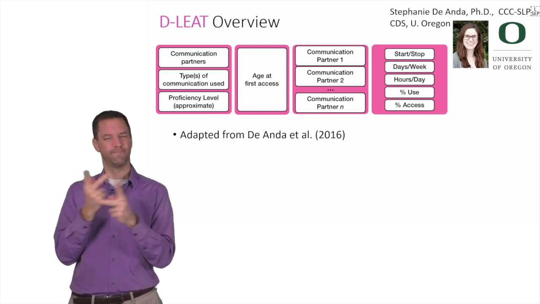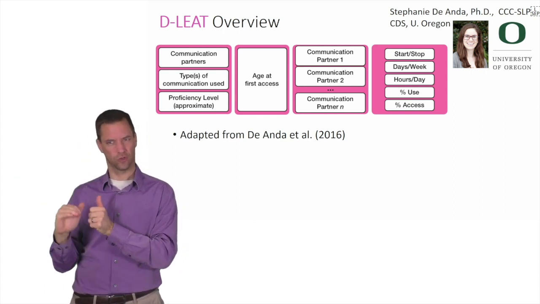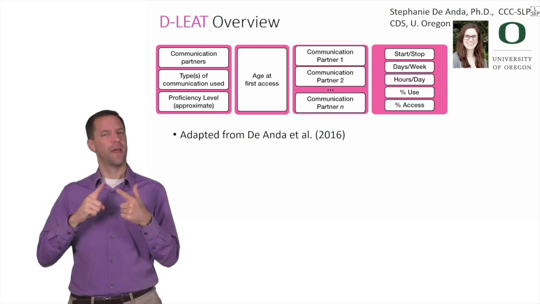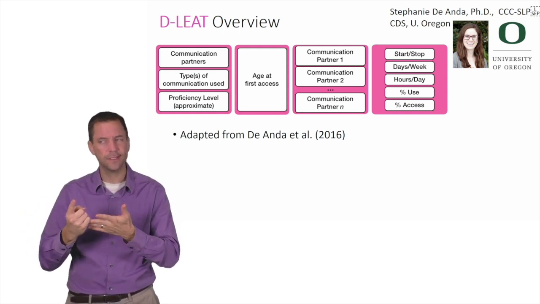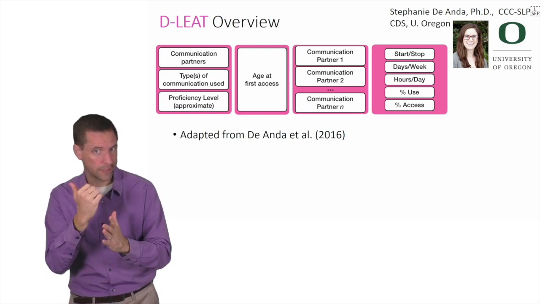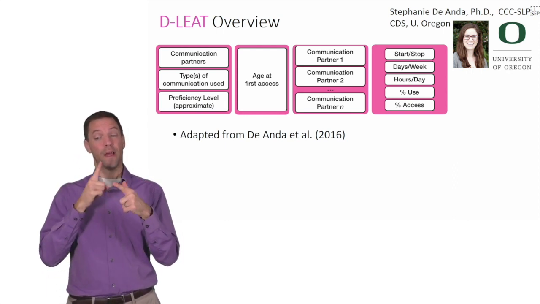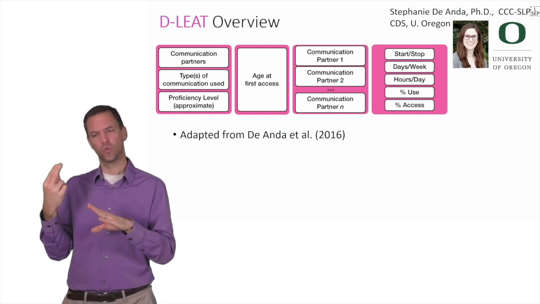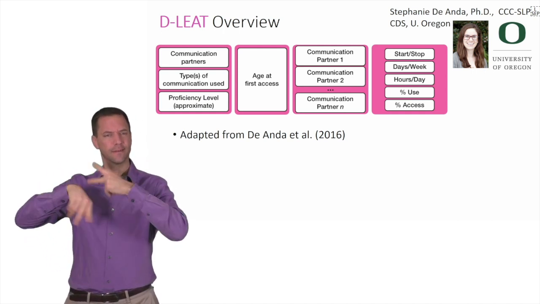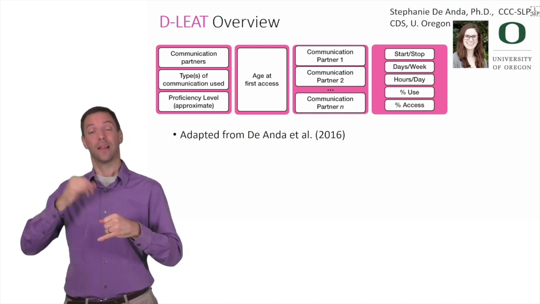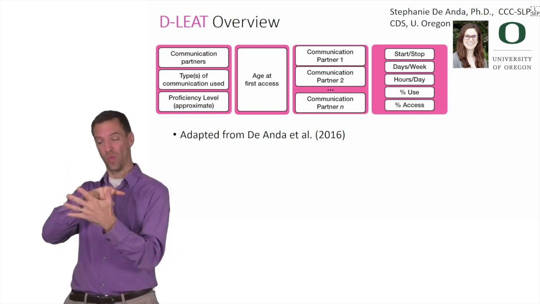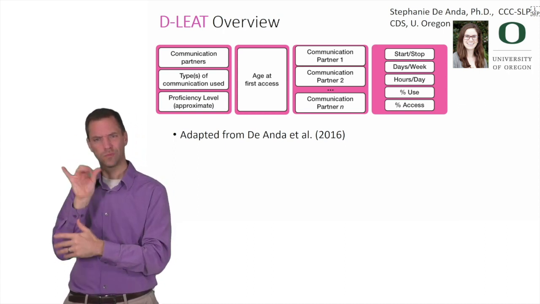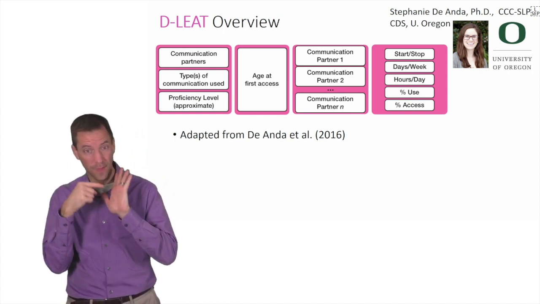For each communication partner, you figure out the schedule of interaction with the child. For example, at what age did it start? How many days per week? How many hours per day? And then during that time when these two interlocutors were together, about what % of the time was this person using different forms of communication? And then finally, how accessible were those different kinds of communication to the child?